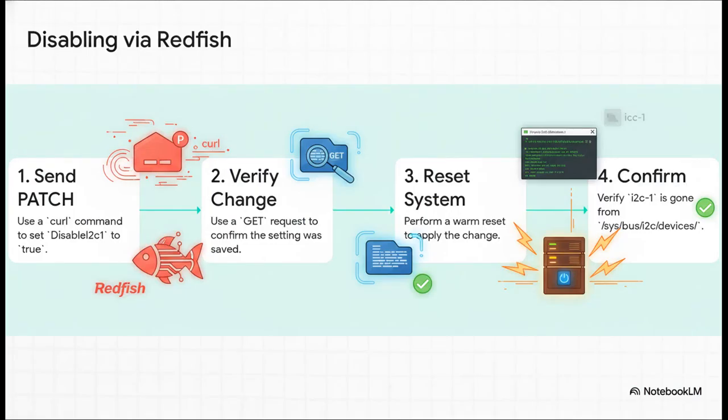Using Redfish is pretty slick. You just send a patch request using a simple curl command that sets the Disable I2C1 flag to true. Then you can run a GET request just to make sure the change was saved. After a quick reboot, you can pop into the command line and check the /sys/bus/I2C/devices directory. If you don't see I2C1 listed anymore, you're golden.